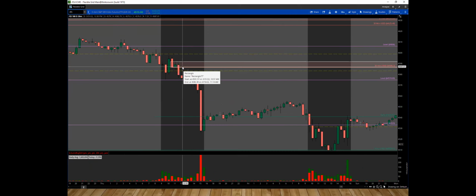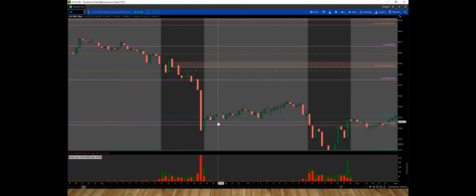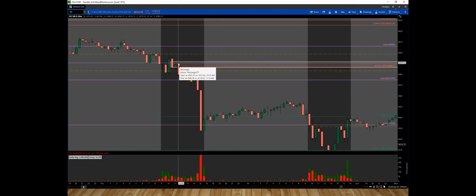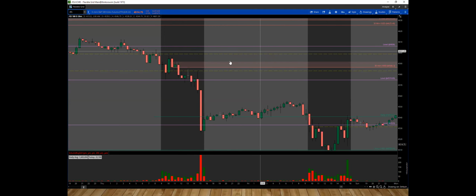This is the pattern we're looking for when it comes to a supply zone, or would be the other way around for a demand zone. What happens here is that you have a drop, and then you have a consolidation for a certain amount of time, depending on the time frame. In this case, it's a 30-minute time frame.